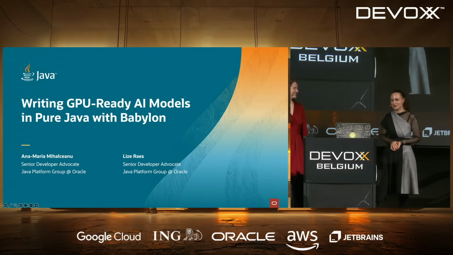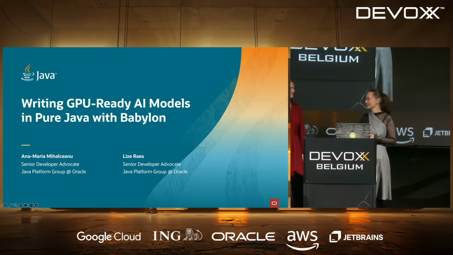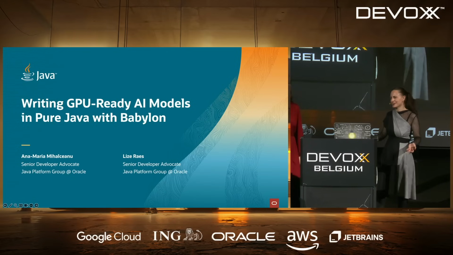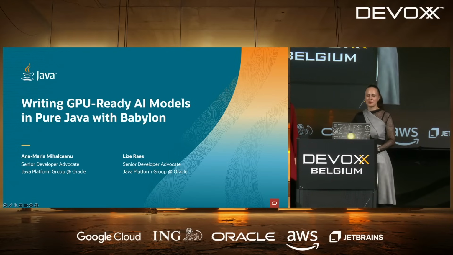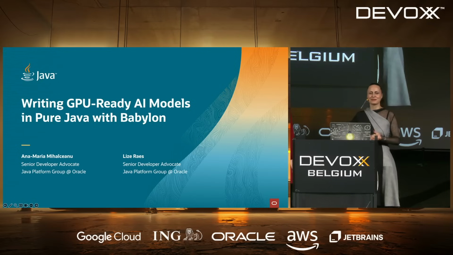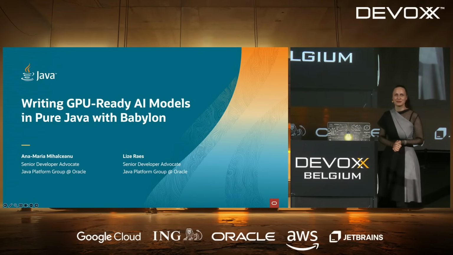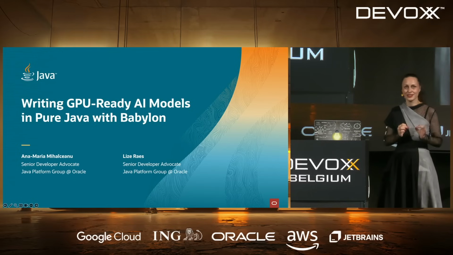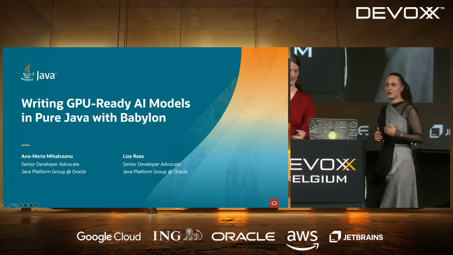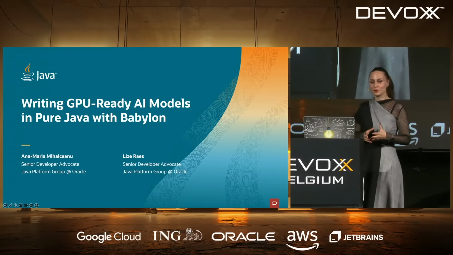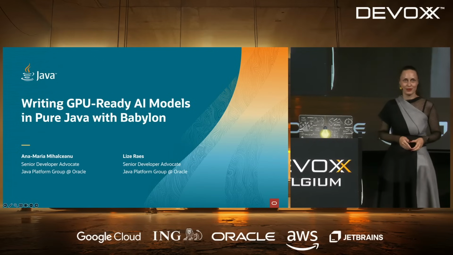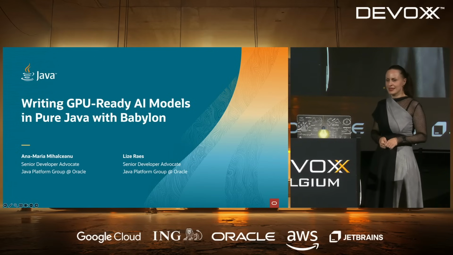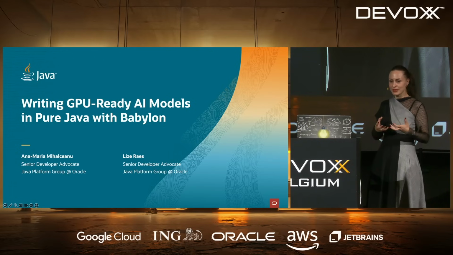Great for this talk, because we're going to do a little science fiction thing, but it's actually in the reality of Java. So guys, girls, everyone, welcome to writing GPU-ready AI models in pure Java. And we're going to be helped by a few things that you already know in Java, but also by Project Babylon.